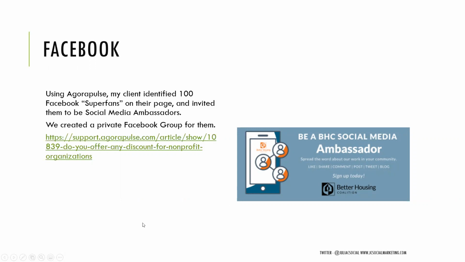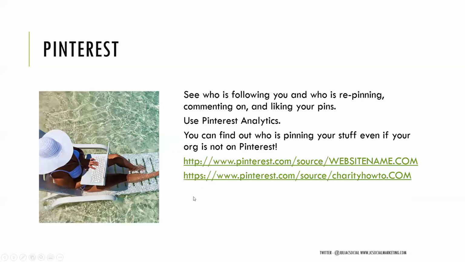Then there are tools that you can use, paid tools. Agorapulse, they do offer a discount for nonprofits. You have to apply. So one of my clients, they wanted to run a social media campaign. So they used Agorapulse to identify 100 superfans, and they were able to contact them and invite them to be social media ambassadors. So I have not seen a free tool that you can use to do this, but Agorapulse is a fantastic tool if you're really serious about leveraging your Facebook network.